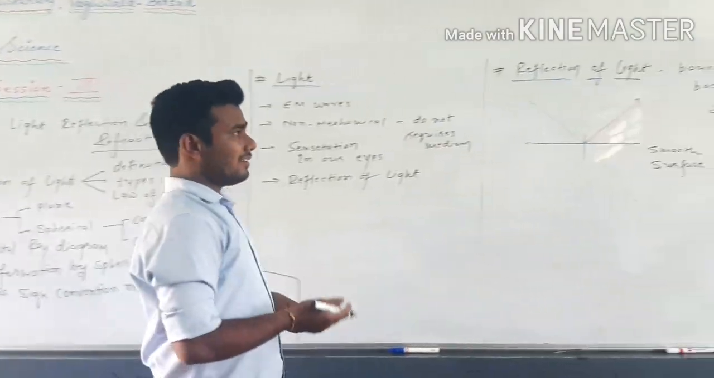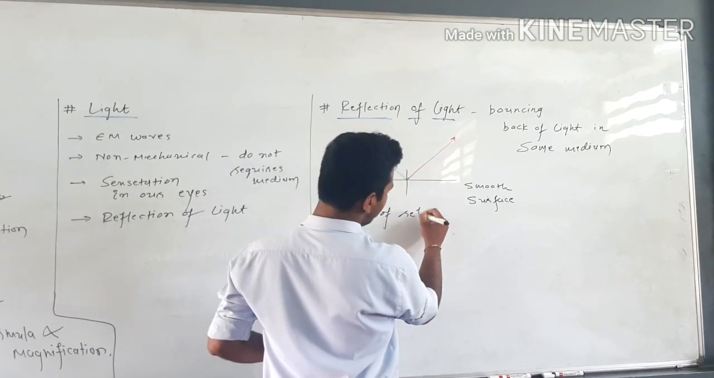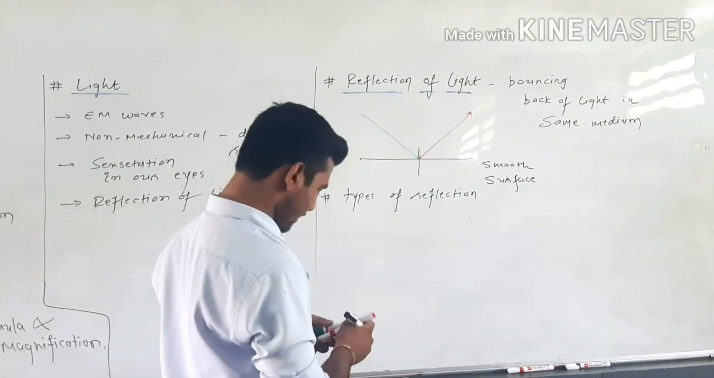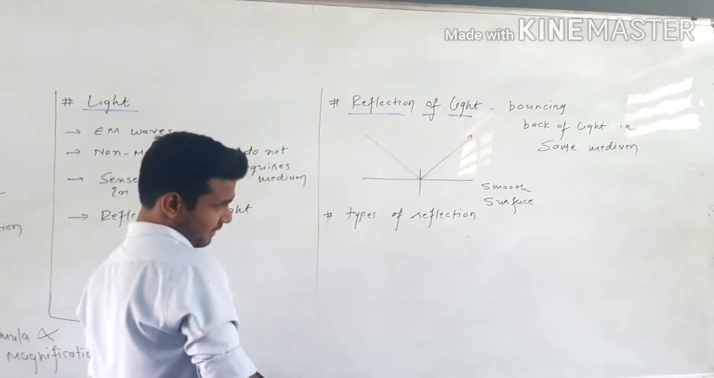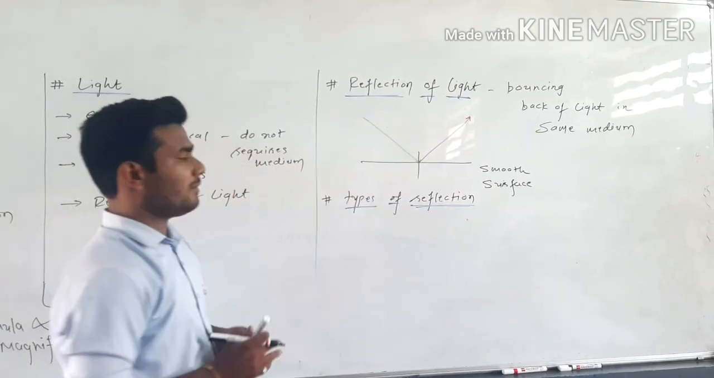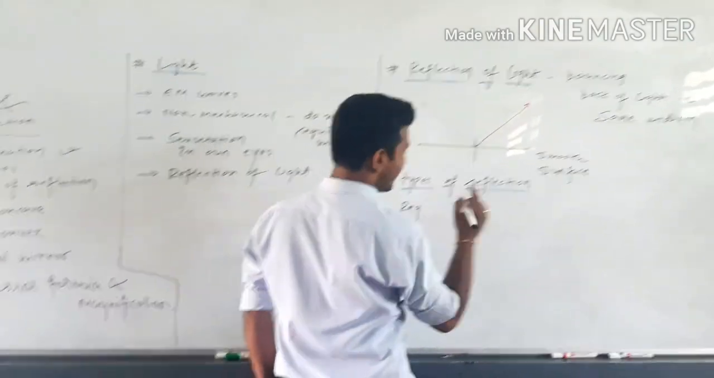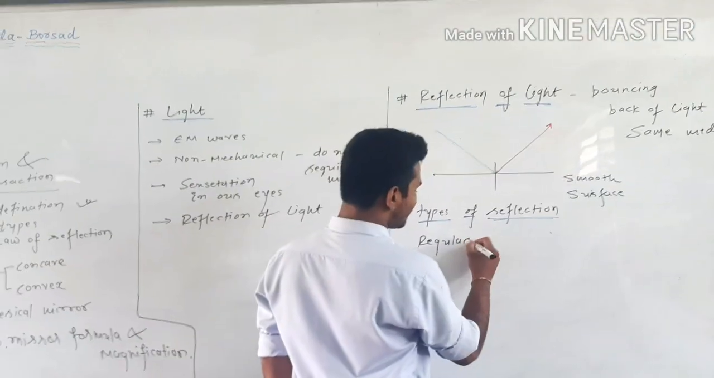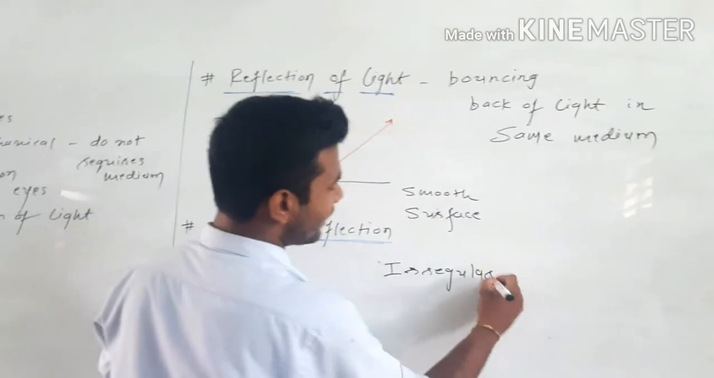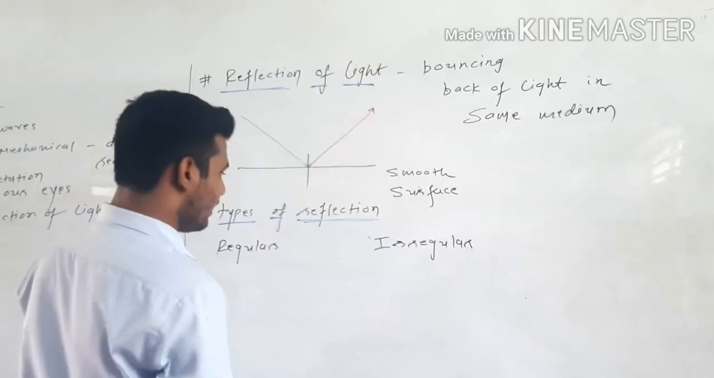So as we have understood the definition topic, after that we know the types of reflection. We have understood these types in our regular sessions also. Here we are just going to revise what will come in types of reflection. There will be two types of reflection. First, regular reflection and irregular reflection. Now, what is called regular reflection and what is called irregular reflection?